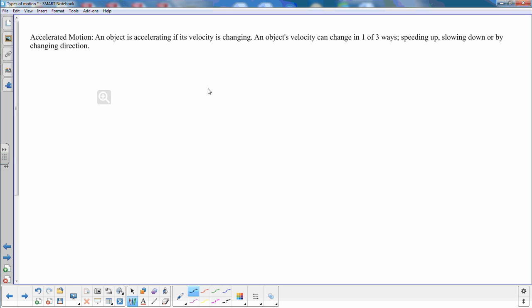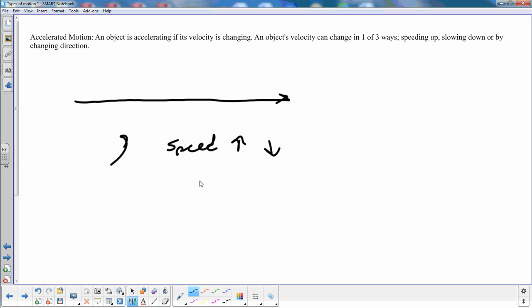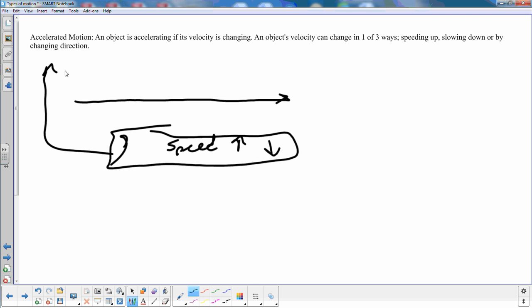So unless you have an object that's going straight across, if you've got a curve, if you've got something that's speeding up or slowing down, it is changing its velocity. So these, a curve or a change in speed, are accelerated motion. This is constant motion. All right, so it's a very big distinction.